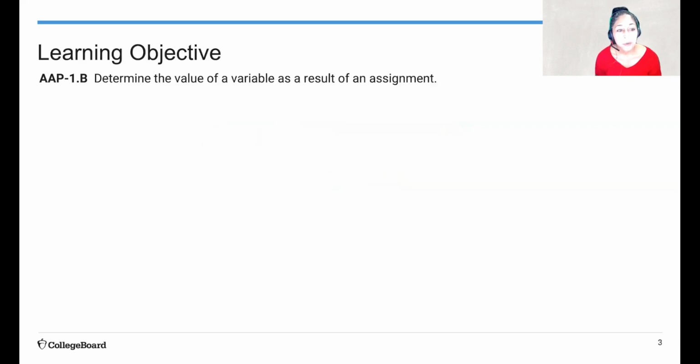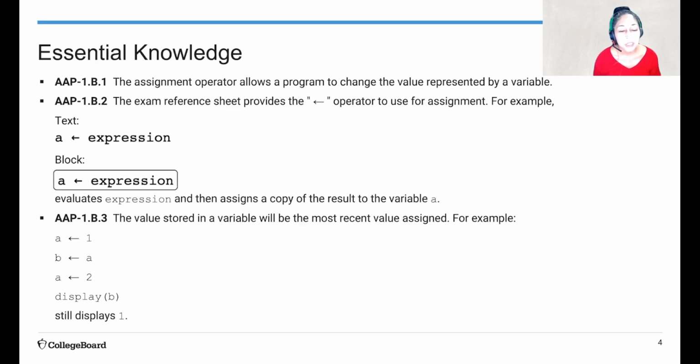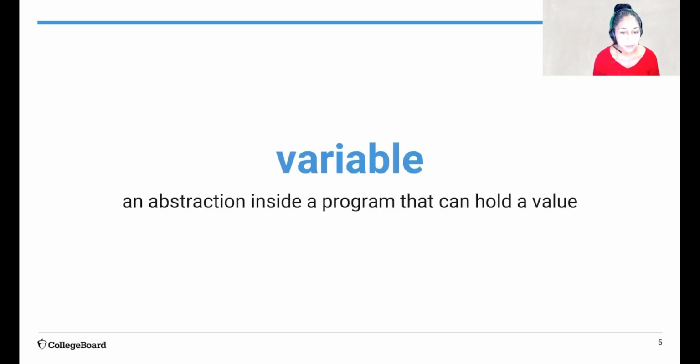So we are going to focus on learning how to determine the value of a variable as a result of the assignment. We're going to be looking at how we can use the assignment operator, which looks different depending on which format you're using. And also how no matter how much we change the value in our variables, what will be displayed is the last thing we did with that variable.